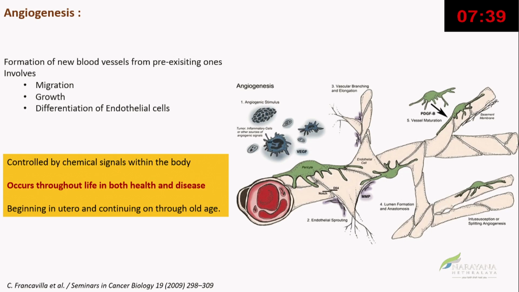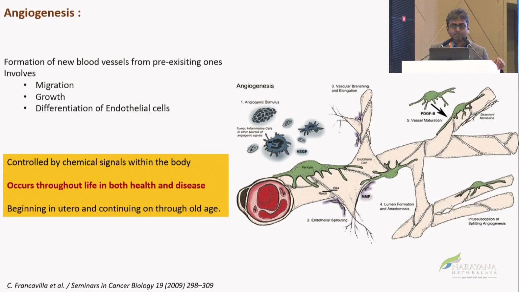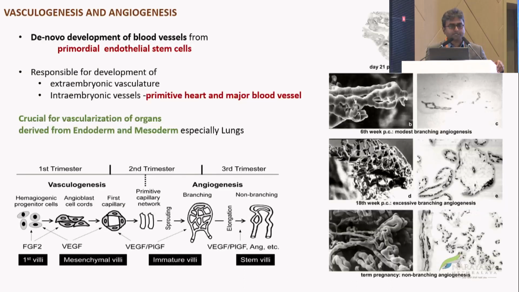So, I'll be talking about an update on an overview about angiogenesis. I'll try not to indulge too much into the basics of it. So, the basic definition of angiogenesis is formation of new blood vessels from pre-existing ones. It involves migration, growth, and differentiation of endothelial cells. As you see here, it just starts, and this is how the blood vessels actually start growing. So, it's not just pathological; it's even physiological. It occurs throughout life in both health and disease. So, that's the main thing that we need to understand about angiogenesis.